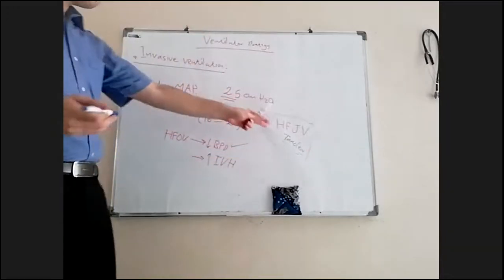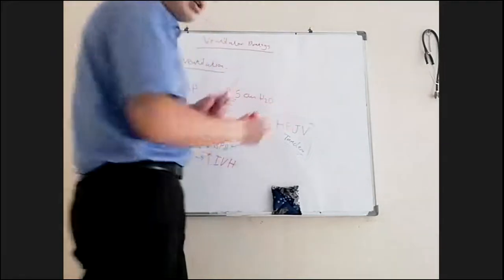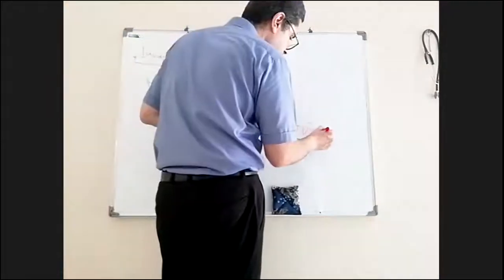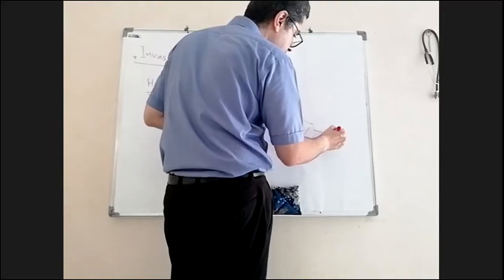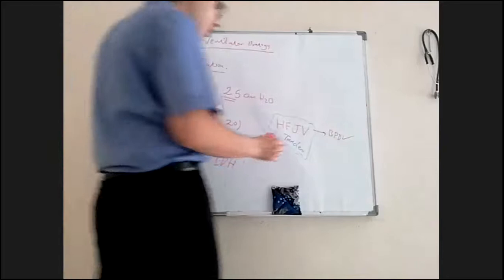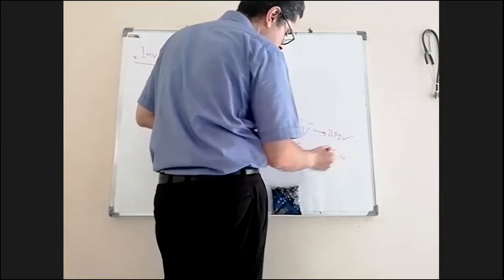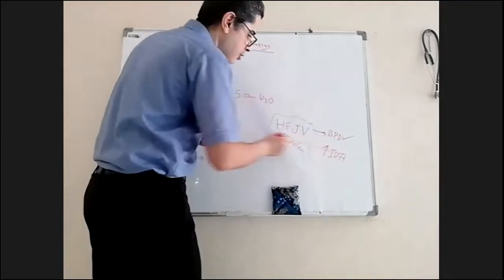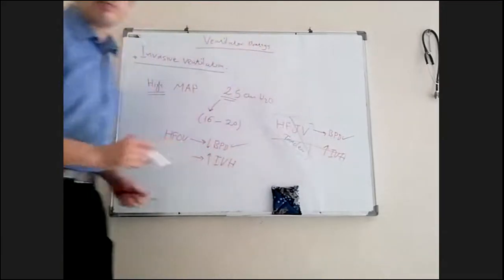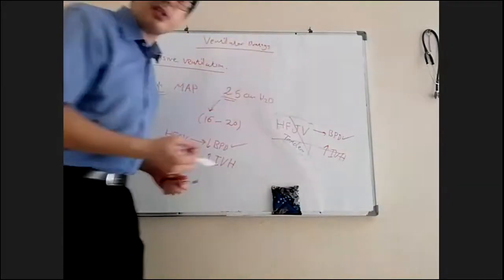So this is HFJV. They did the trial to go to it initially. Also, again, they found decreased bronchopulmonary dysplasia. But unfortunately, they also found increased IVH. So the trial stopped. They didn't continue the trial because they noticed IVH was dramatically increasing.